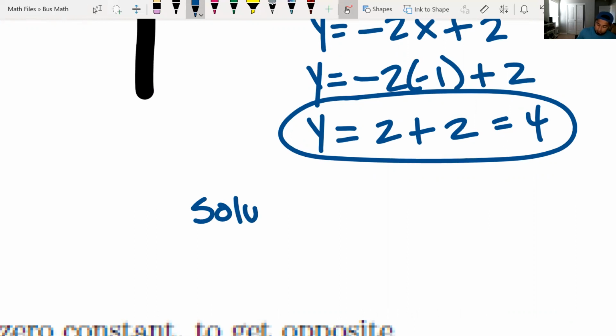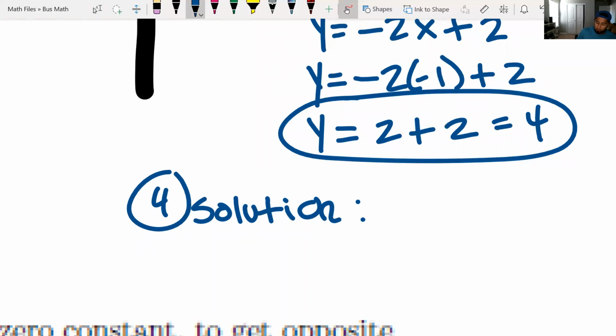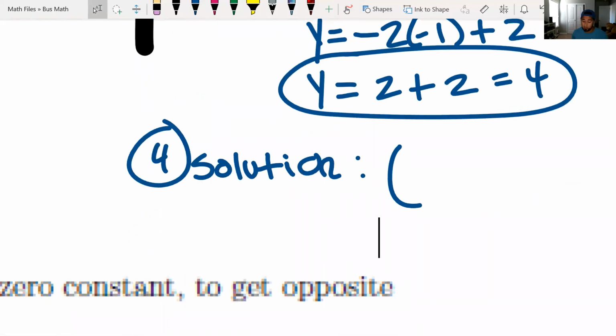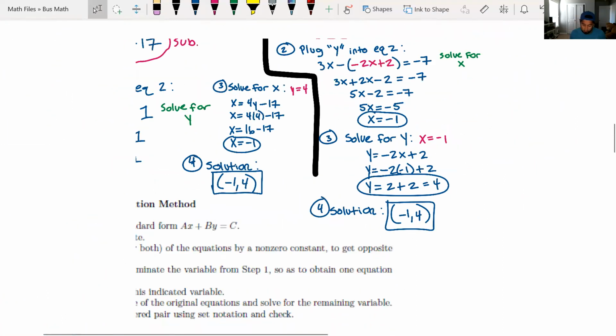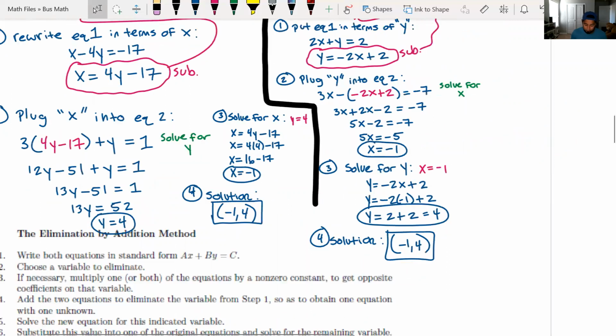We say, what's the solution? Which is number 4. And it's the coordinate point. Did we get the same answer as the last one? We did. Coincidence? I don't think so. All right. Negative 1, 4. There's our solution.